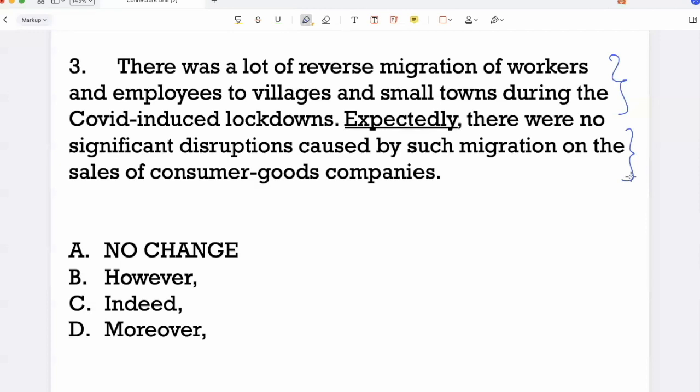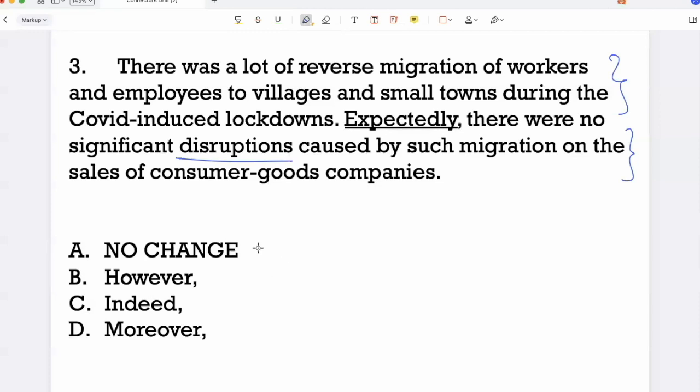And my second sentence talks about no significant disruptions caused by such migrations on the sales of consumer goods companies, right? So I can see that the first sentence creates an expectation of all of these reverse migrations causing some sort of problem, some sort of trouble for consumer goods companies. But the second sentence says that there was no such problem. There were no significant disruptions. So the relationship between the two is one of contrast, right? The first one creates an expectation of disruption, and the second one says there was no disruption.